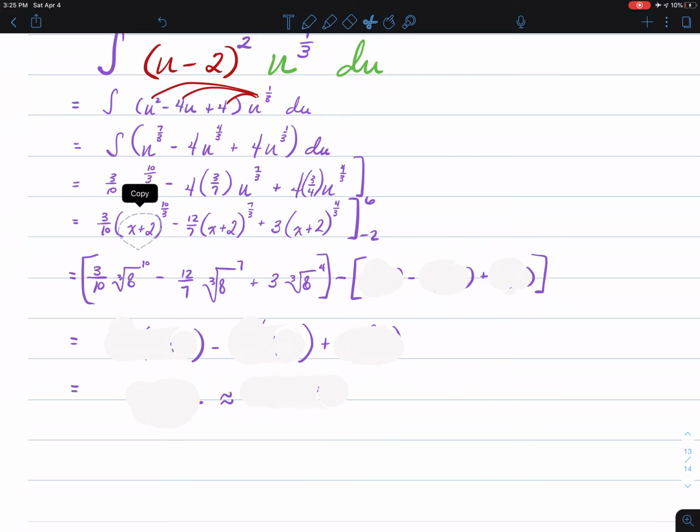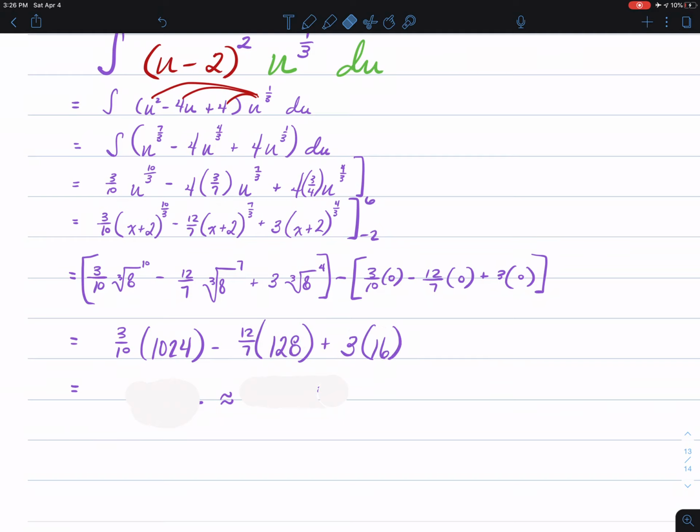Now let's go plug in our -2's. Plug in a -2, plug in a -2, plug in a -2, and each of those terms is just going to equal 0. So I really only have to worry about the first big bracket. Everything in the second big bracket is going to be 0. All right, so this first piece here, this is going to be a 2. 2 to the 10th power is a big number, but you have a calculator. It's going to be 1024. Minus 12/7, 2 to the 7th power is 128. Plus 3 times 2 to the 4th power is 16.